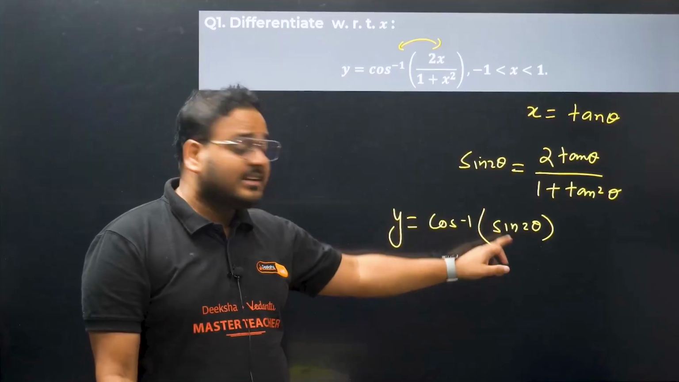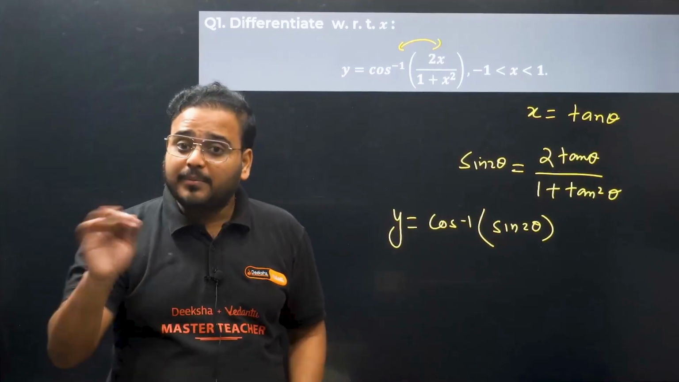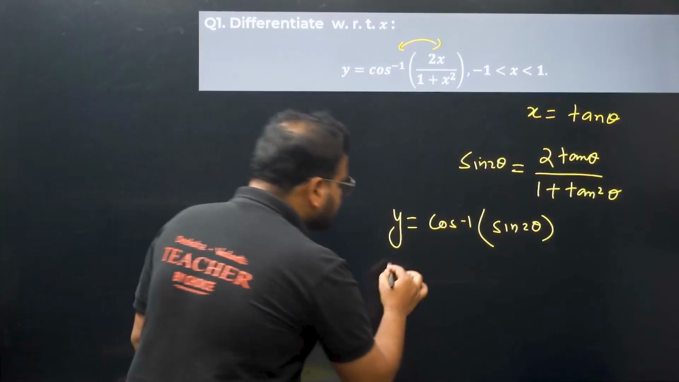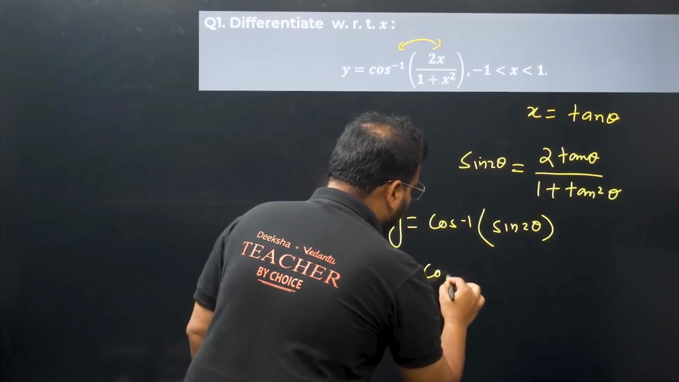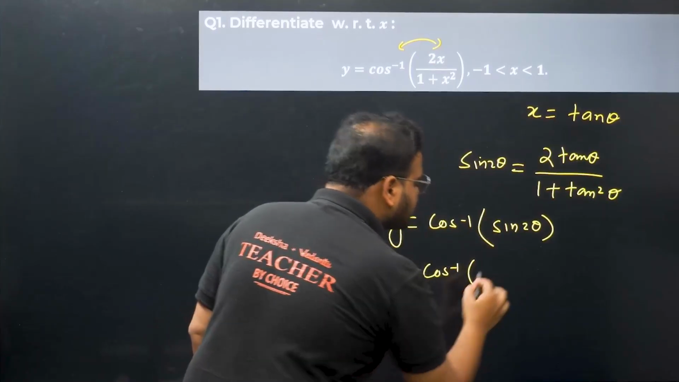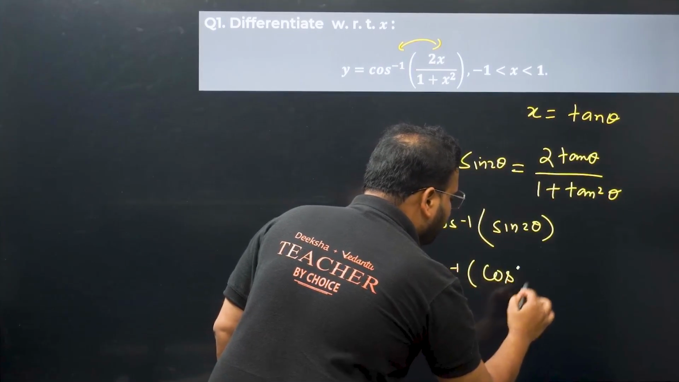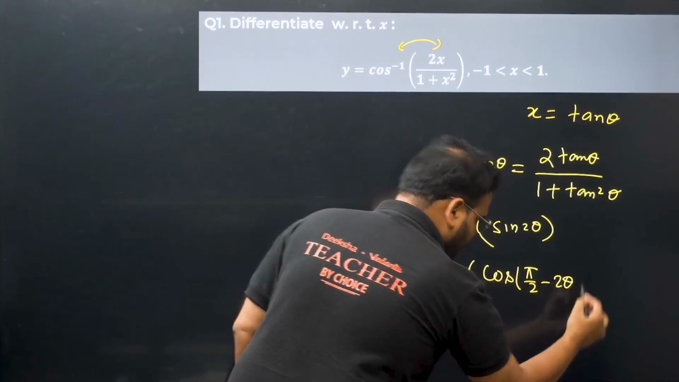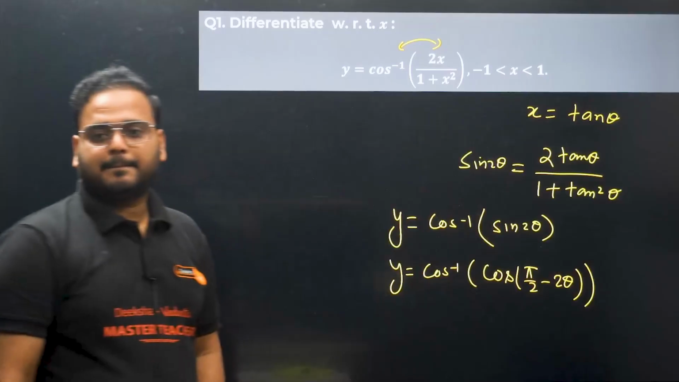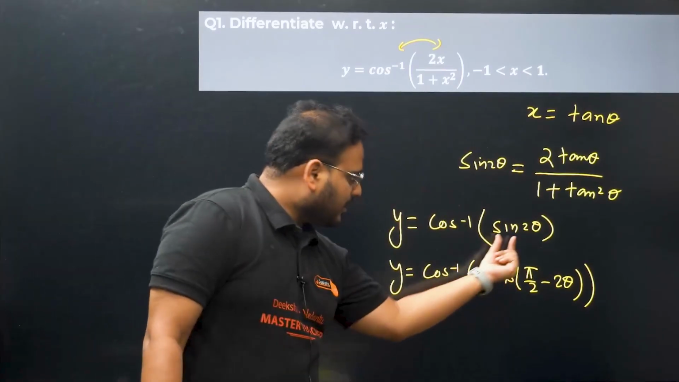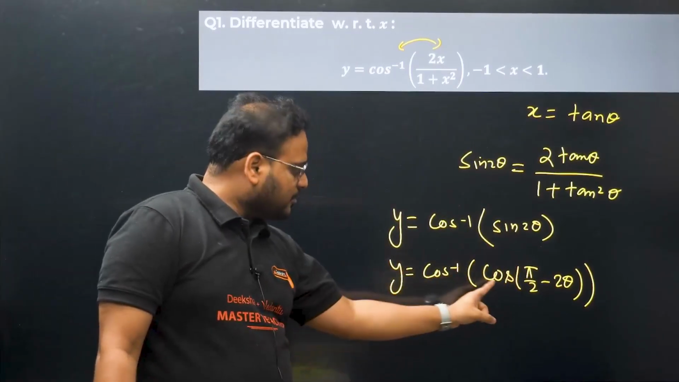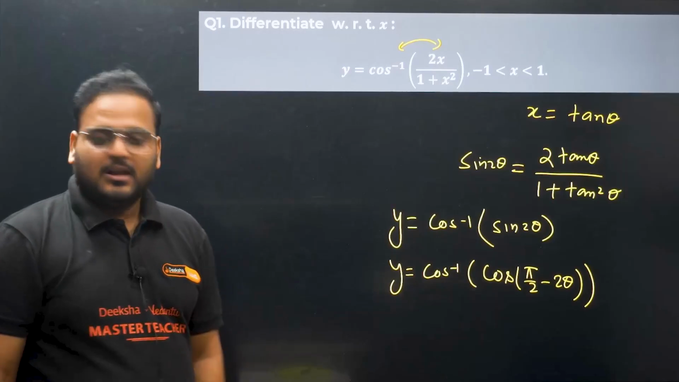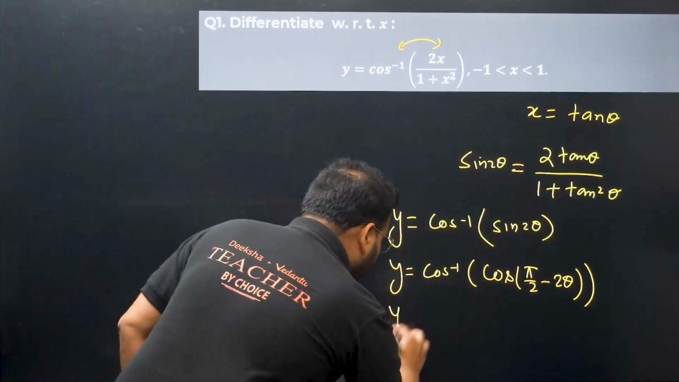But I can write sin in terms of cos. How? Complementary ratios, right? So we can write this as cos inverse of, write this sin 2 theta as cos of pi by 2 minus 2 theta. Now this is clear, right? Have a look. If you simplify this, you'll get sin 2 theta, and if you operate cos inverse on cos, they'll cancel each other. Now things are looking simpler, and I think you got the steps.